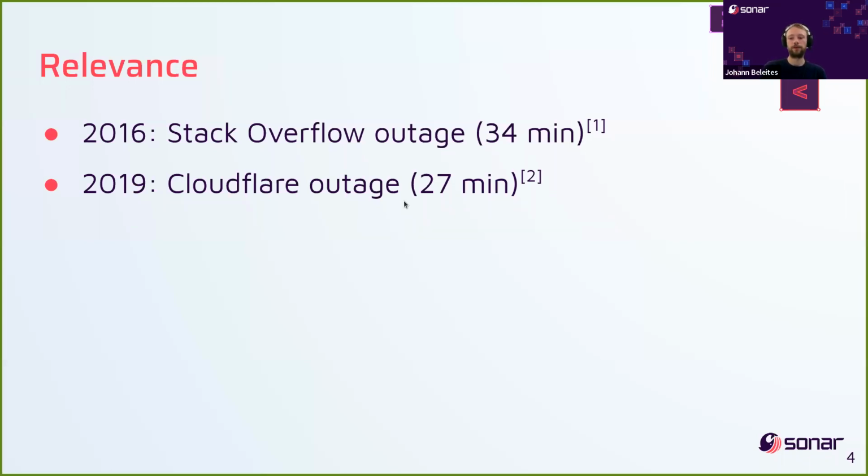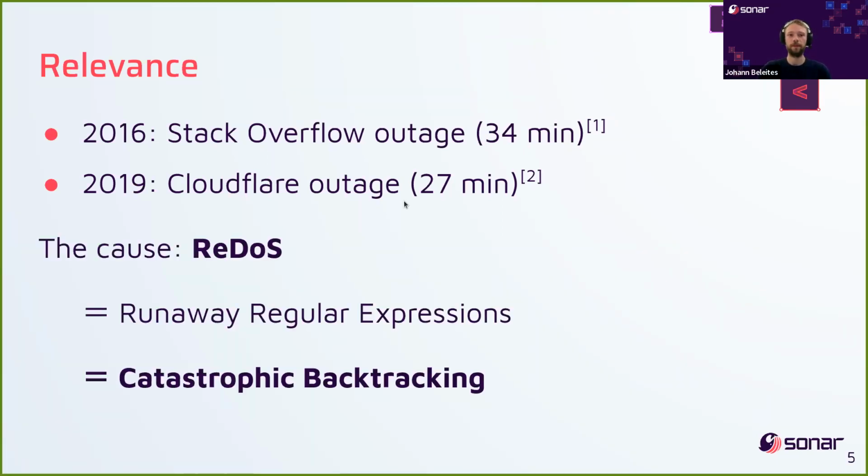And both those outages could be traced back to the same core problem, which was a ReDoS issue, or regular expression denial of service. It's also referred to as runaway regular expressions or catastrophic backtracking. I'll refer to it as catastrophic backtracking for the rest of this talk mainly. In fact, apart from this, there are many other problems still present today. We have CVEs as recently as 2022.